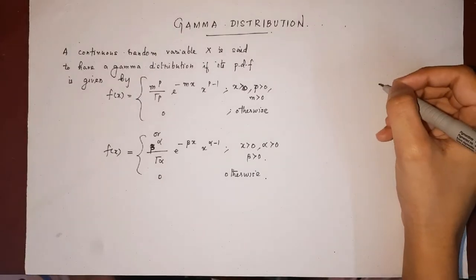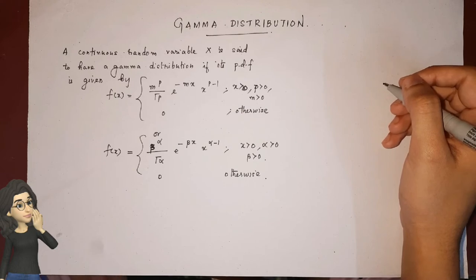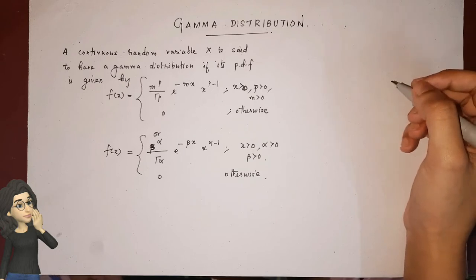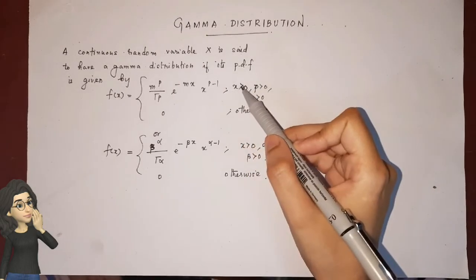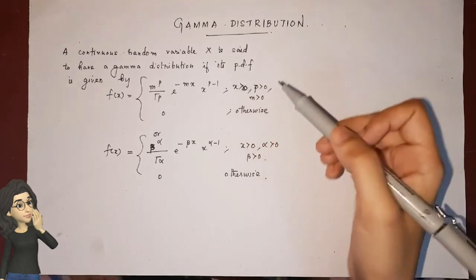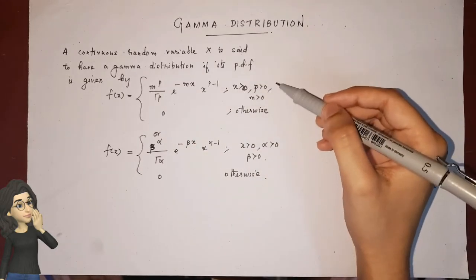Hi everyone, in this video we're going to discuss the gamma distribution. A continuous random variable x is said to have a gamma distribution if its PDF is given by f of x is equal to m raised to p divided by gamma p, e raised to minus mx, into x raised to p minus 1, where x takes values greater than 0, that is, from 0 to infinity, and m and p are the parameters, which also take values greater than 0.